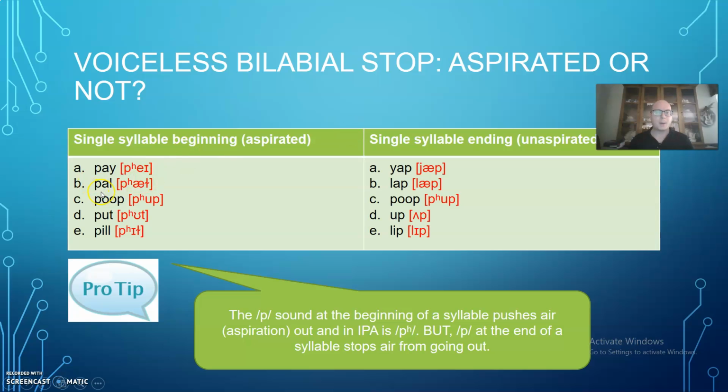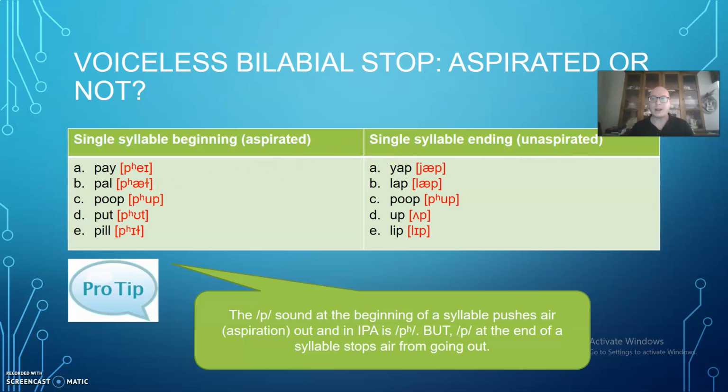So, pay, pal, poop, put, and pill. So, poop, funny word, right? Helps me to segue into the single syllable ending unaspirated. So unaspirated means no air is released. You literally stop. So for this one is yap. See how I don't say yap? I say yap. So I stop my p sound, and I don't allow air to come out. Similarly, we have the word lap.